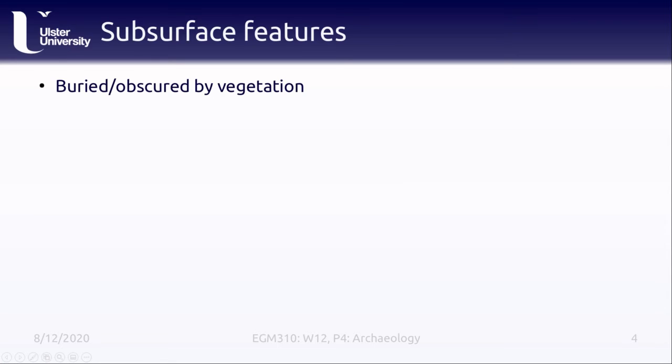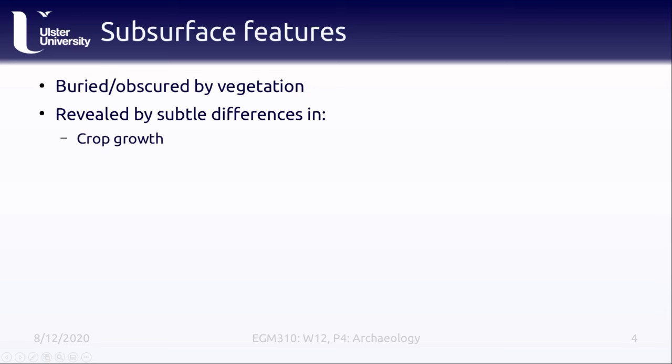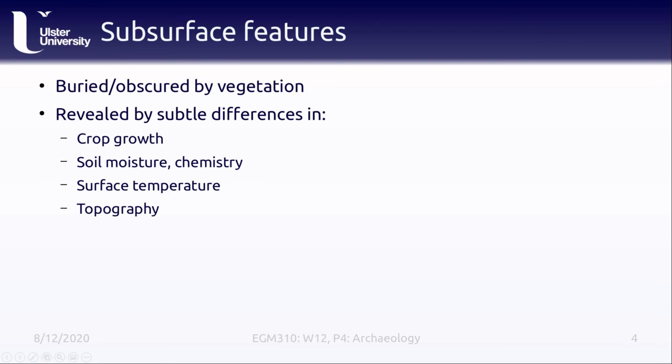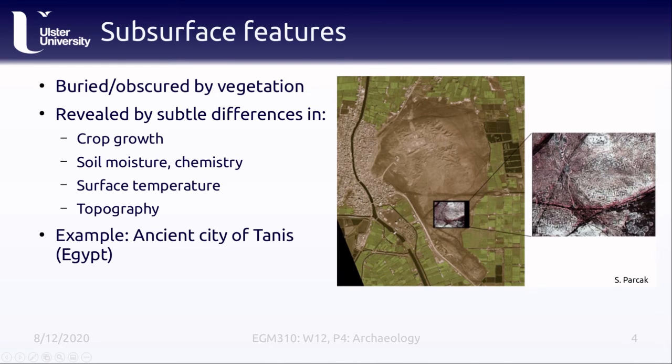Remote sensing can also help us find features that have been buried or are otherwise obscured by vegetation. These can be revealed due to subtle differences in crop growth, soil moisture or chemistry, surface temperature, or topography. One example shown here is the ancient city of Tanis, once the capital of Egypt. In the image shown here, the ancient city occupied much of this barren hill.